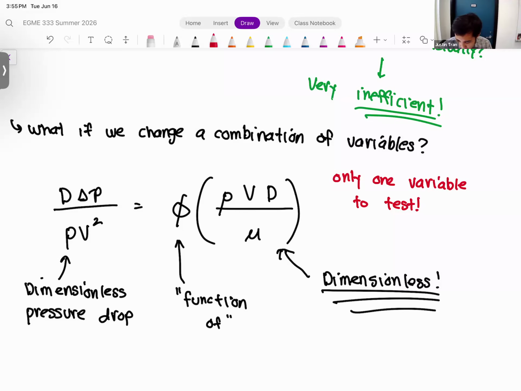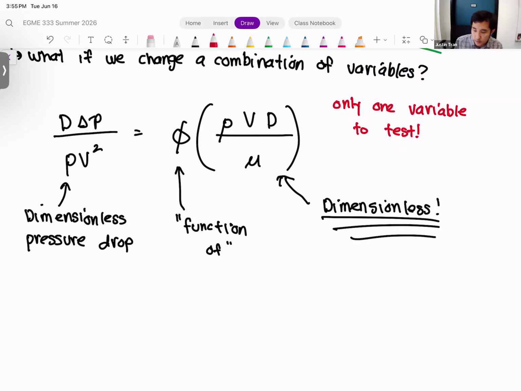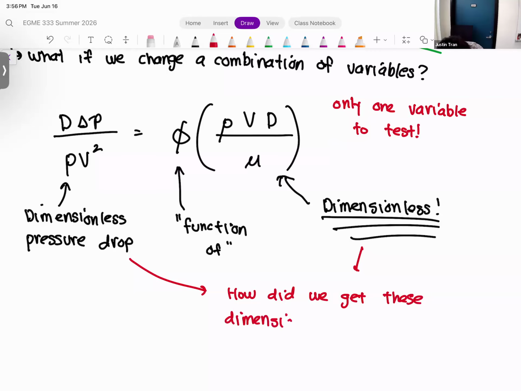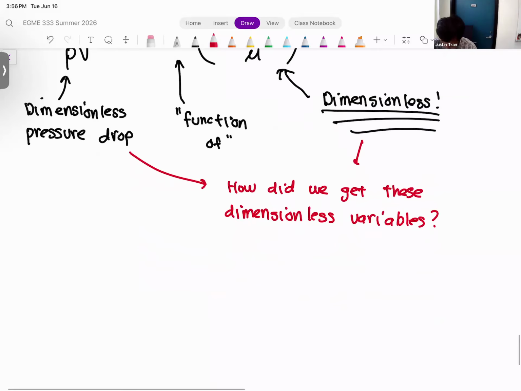Now, of course, the question is, how do we determine this? Okay, so how do we obtain this dimensionless variable? Right. It wasn't just magic, right? So that's essentially what we're going to learn today. So this uses a method called the method of repeated variables.